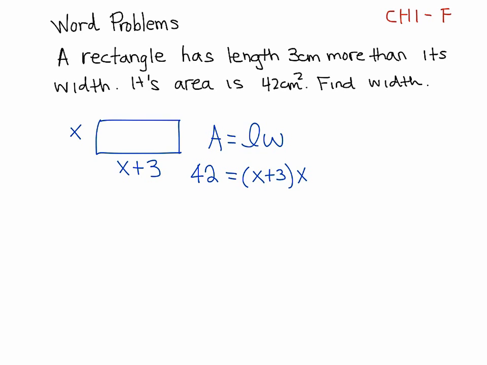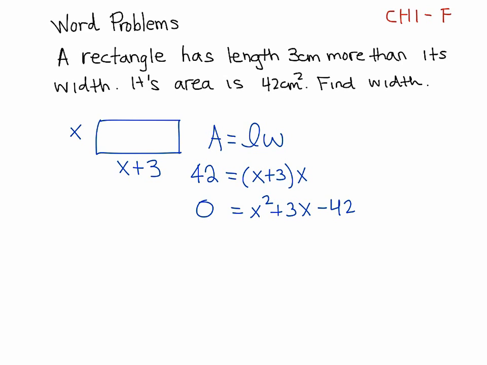Distributing the x, we have x squared plus 3x. Move the 42 to one side, equals 0. So this is not factorable, so you could either graph this, or I'll explain in another video how to use an app called Polysolver 2.